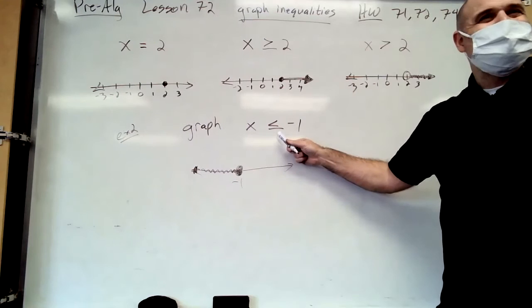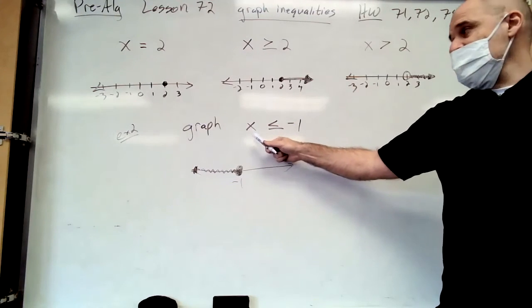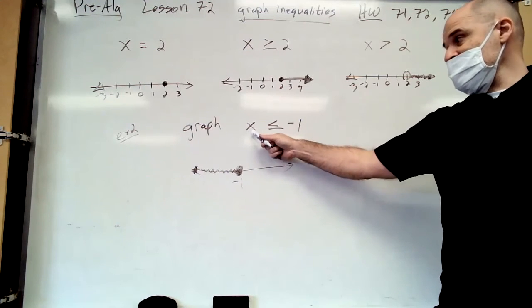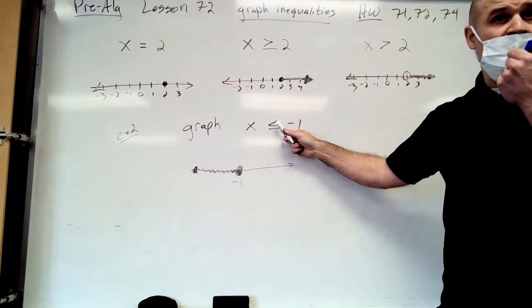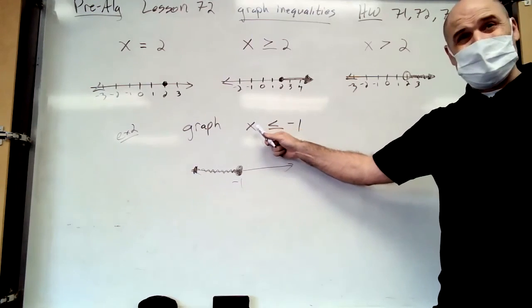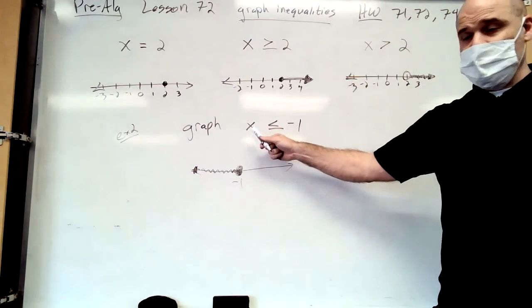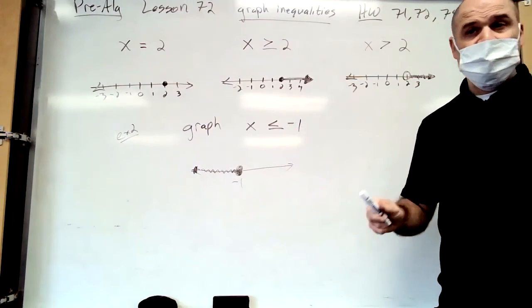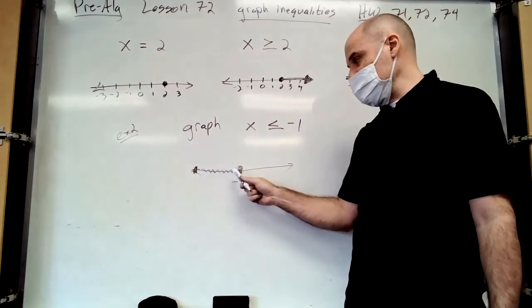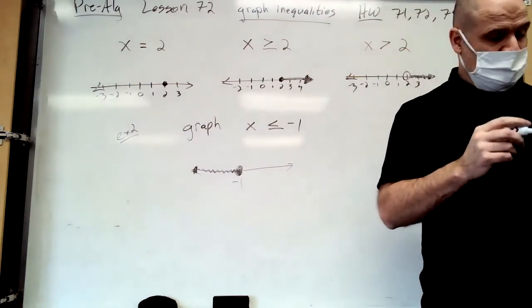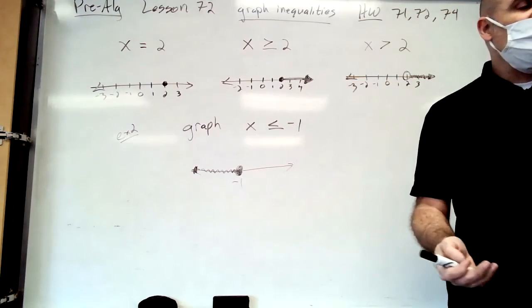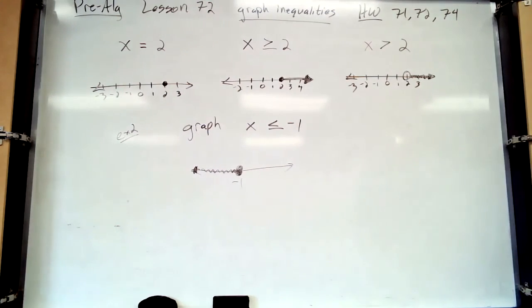Hey guys, look. You can literally read this left to right. X, you can substitute the word shade. I'm gonna shade left, because that arrow points to the left. Shade left and on top of -1. So see how I shaded left of -1 and on top of -1? And that's it. Can you guys remember that? The hardest part about this, guys, is remembering whether to fill in the circle or leave it open.